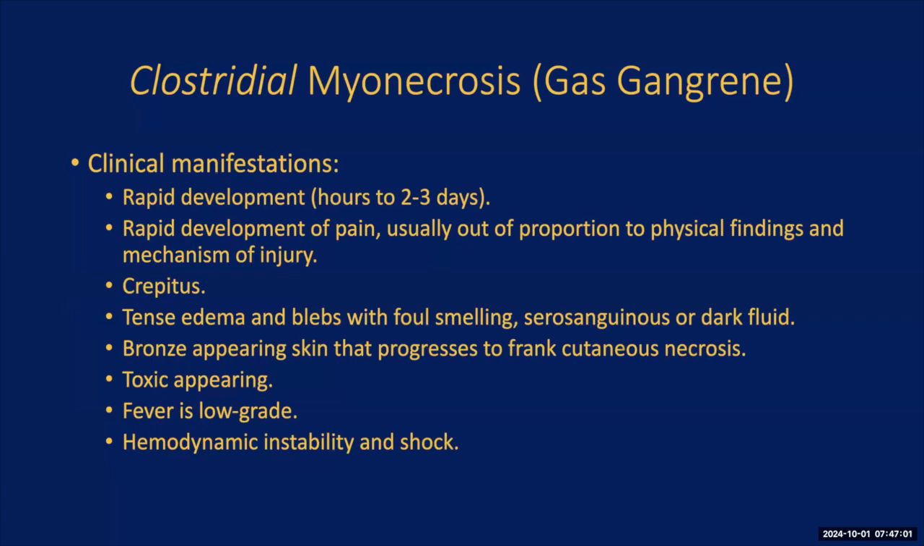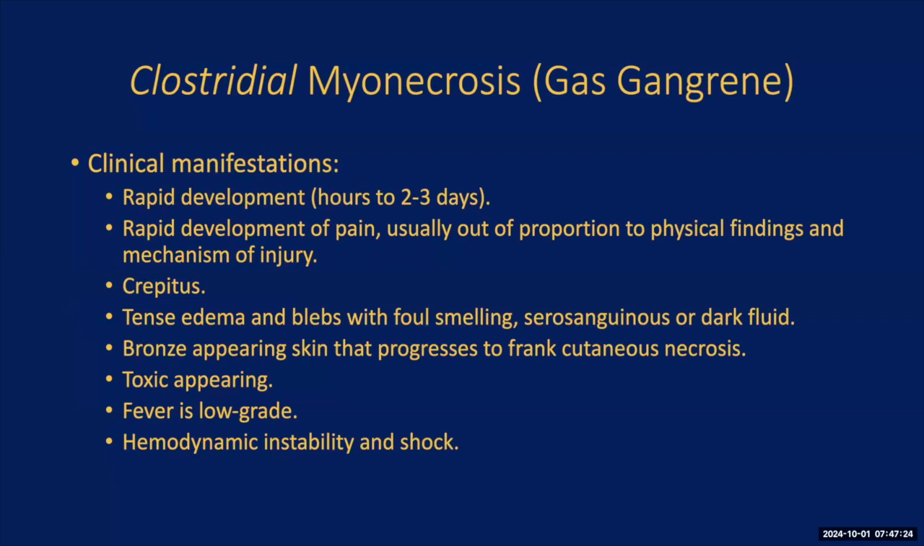The way it presents is very similar to group A strep myonecrosis. However, the difference being that this may be even more rapid. Sometimes these people may develop shock and myonecrosis within the first 4 to 5 hours of infection. However, the time period is varied and may be a couple of days as well.